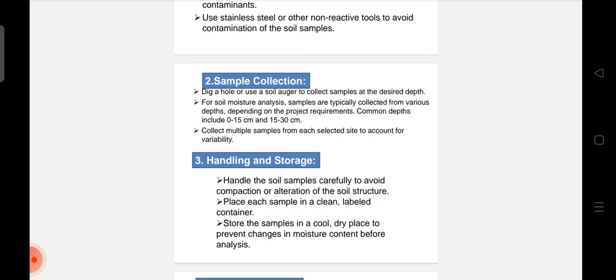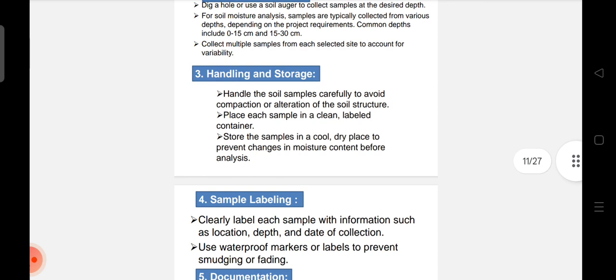Then for sample collection, dig a hole to collect the soil. Then we should dig 0 to 15 and 15 to 30 centimeters. Then we have to handle this soil very carefully. We have to label the soil. Whenever we collect the soil, we have to take a geotag and place it on the pouch.